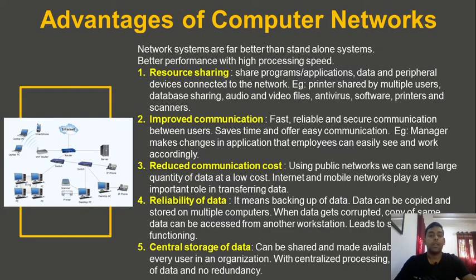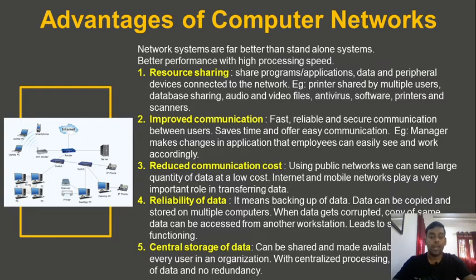Then advantages of computer networks. Now we have already seen what a network is. Now we are looking at advantages of network. We have seen there are two types of systems: standalone system and network system. Standalone system is something having limited features and facilities, right? But computer network or network system has a lot of huge features and facilities. Network systems are far better than standalone systems. Better performance with high processing speed.